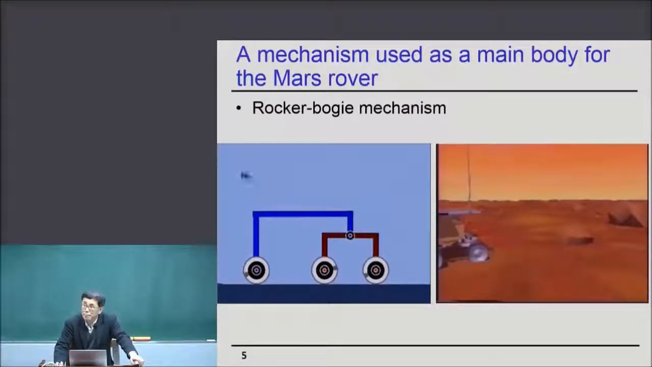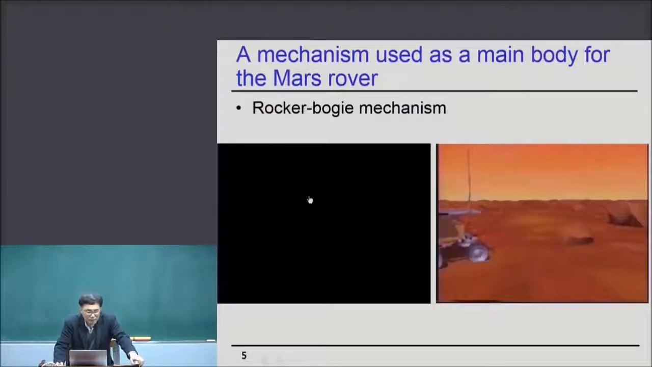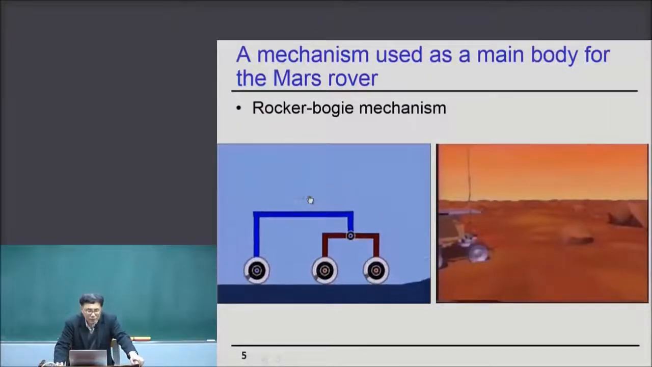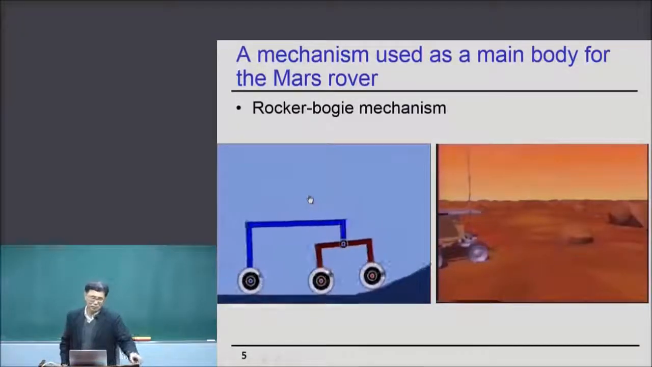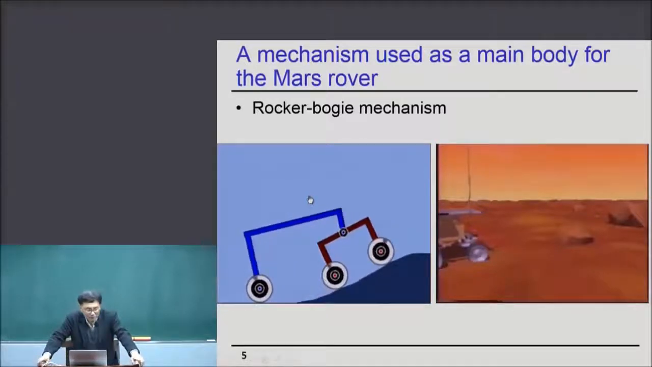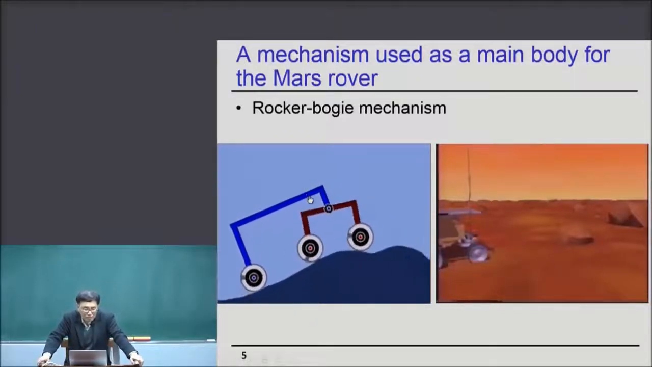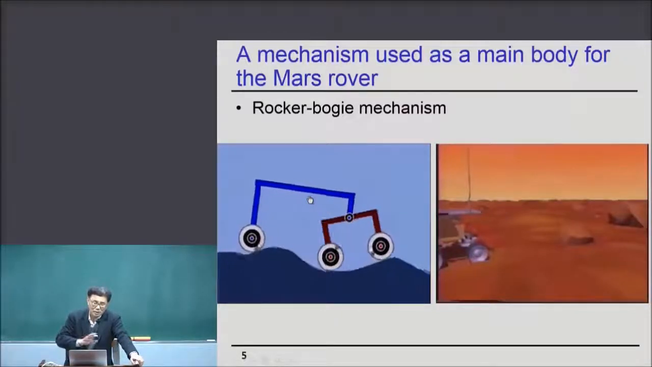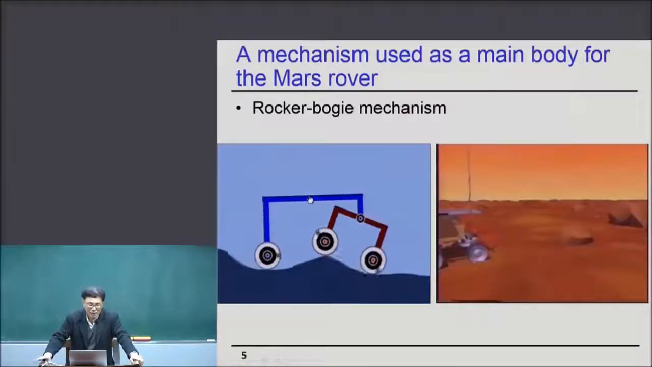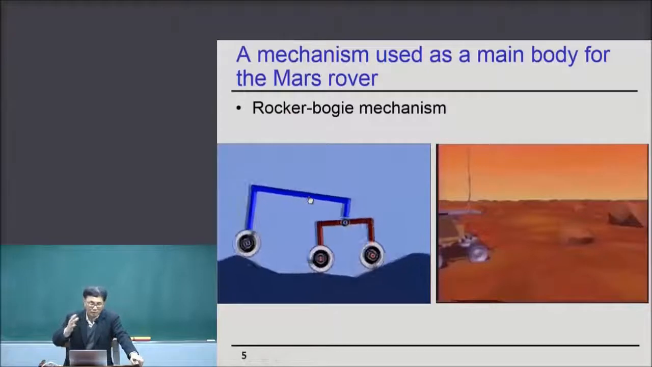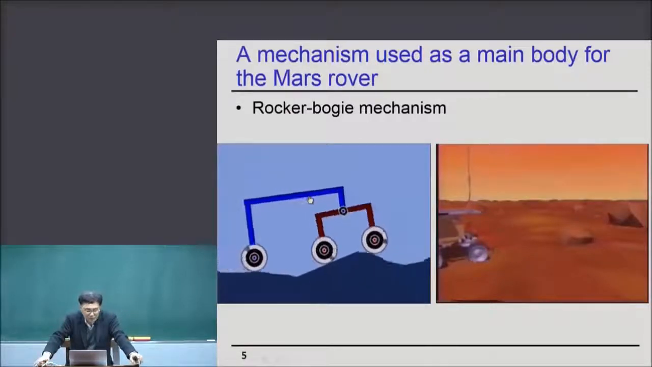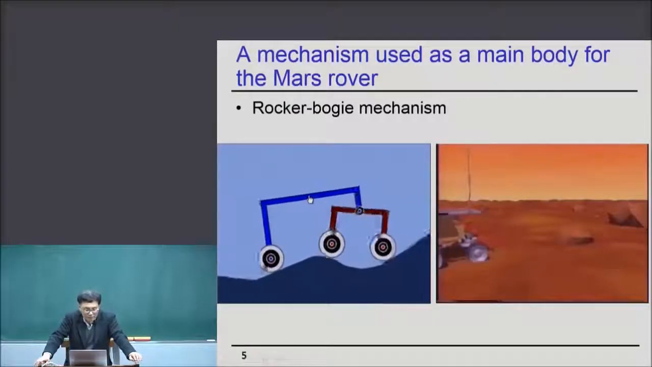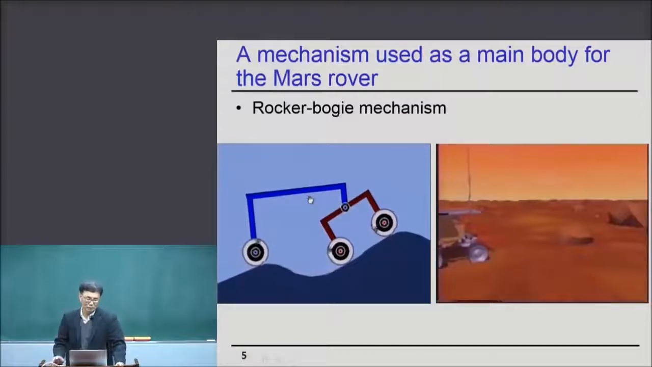So it has six wheels. This is a Rocker-Bogie mechanism. Using this Rocker-Bogie mechanism, the Mars rover can go around on very curved surfaces, right? This is the advantage of the Rocker-Bogie mechanism.